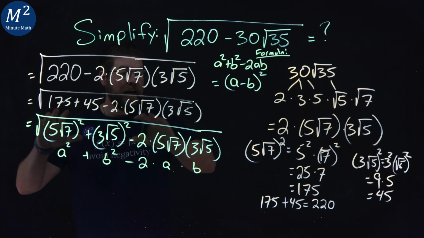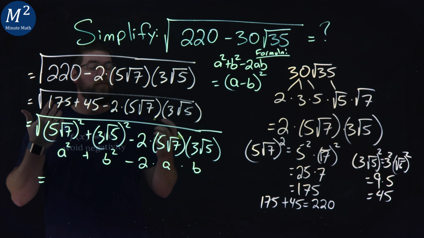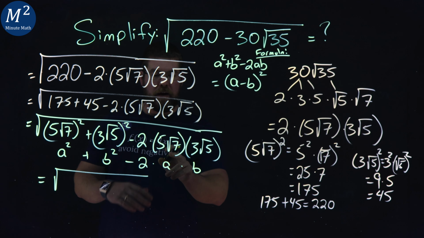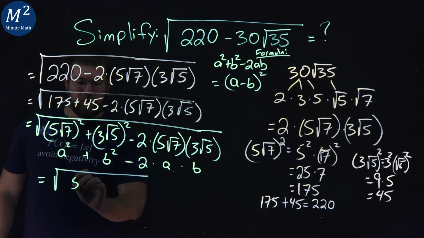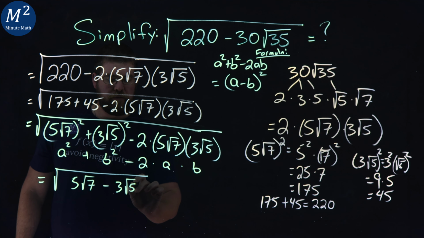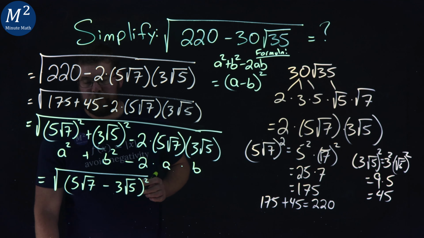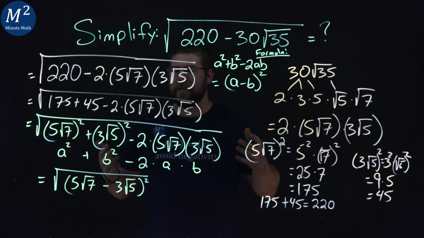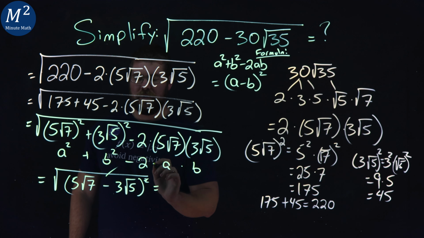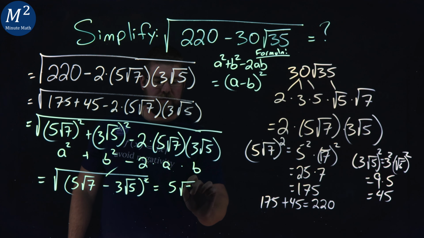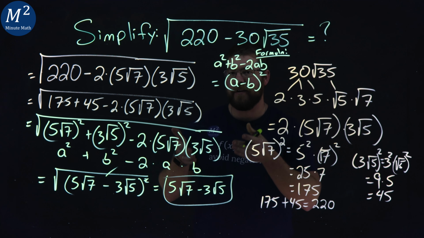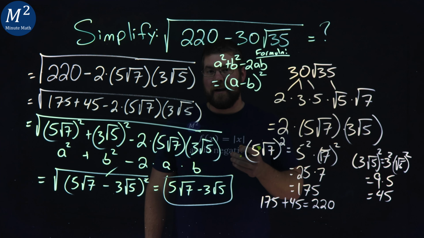And so everything that's inside of the large square root can be rewritten here as a minus b all squared. Our a value is 5 square root of 7, so we have 5 square root of 7 minus our b value, 3 square root of 5, all squared. Now this should be music to your ears. Square root with a square, they cancel out, leaving us with 5 square root of 7 minus 3 square root of 5. And there we have it in simplified form, showing step by step how to do it.